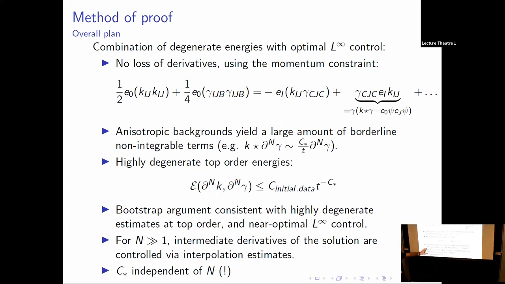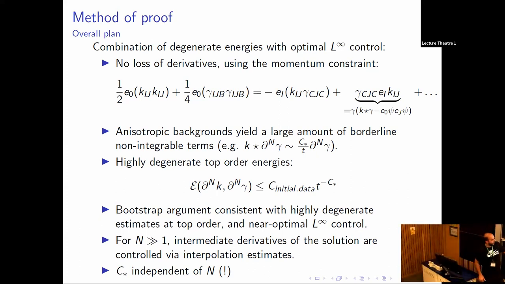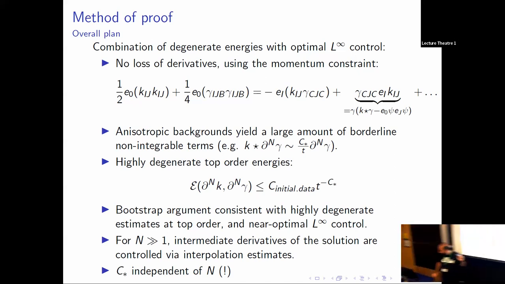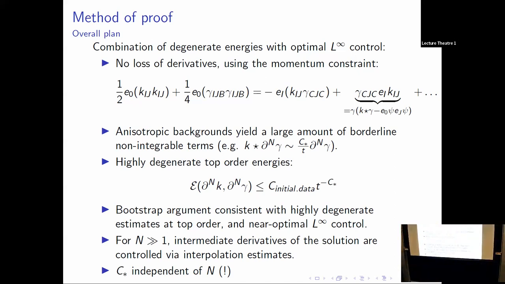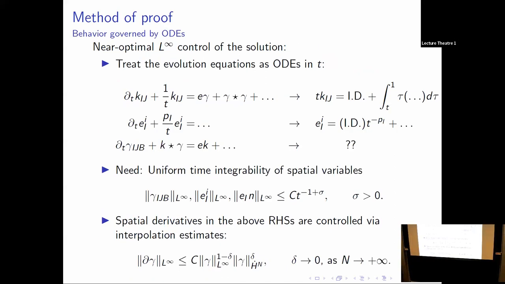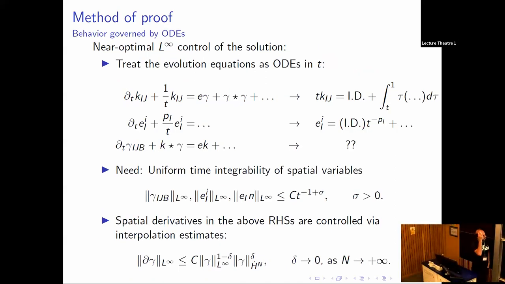So that's why we need to take many derivatives. And the good thing is that this C star only depends on the background Kasner exponents. So you can take N as large as you want, the C star will remain the same. And this gives you hope that you can close the system, provided you can estimate the L infinity norms in a sort of optimal way. All right, so let's see how that works.